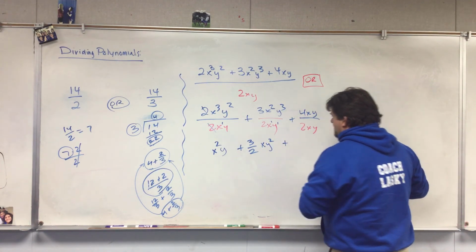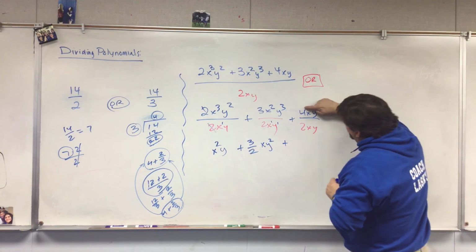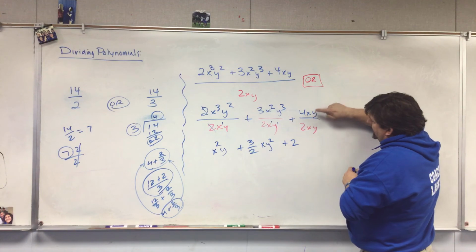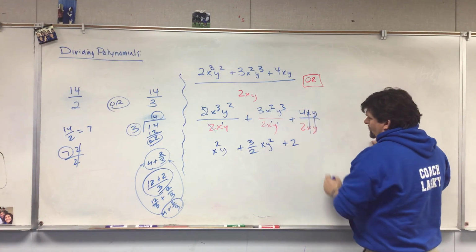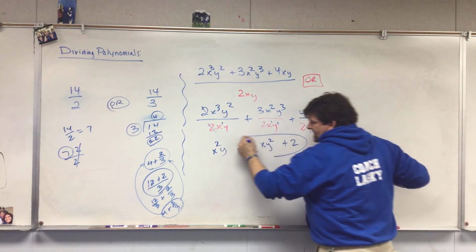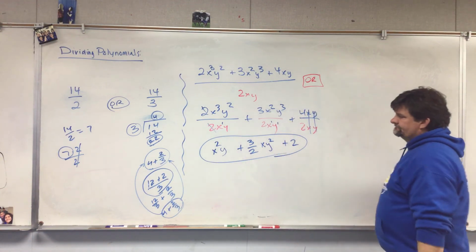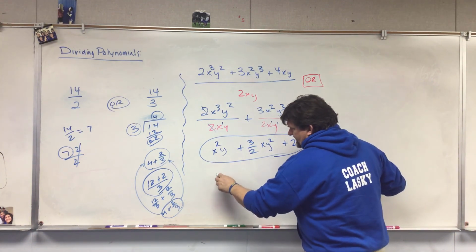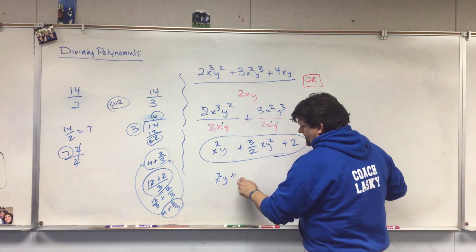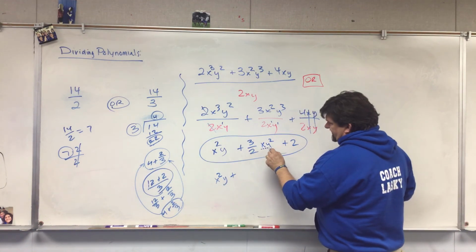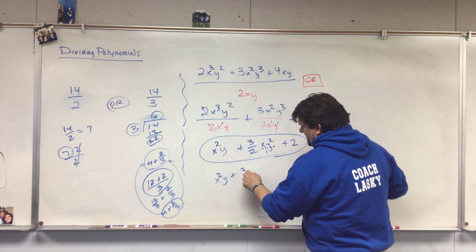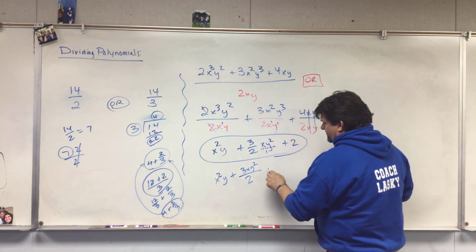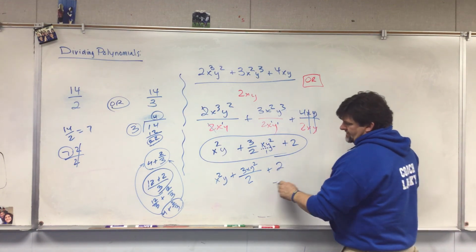So then I've got my last one to go. 4 divided by 2 is 2. X divided by x is 1. Y divided by y is y. That is my answer. Right there. This can also be written, just so you guys know, since this is really technically over 1, as 3xy squared over 2 plus 2.